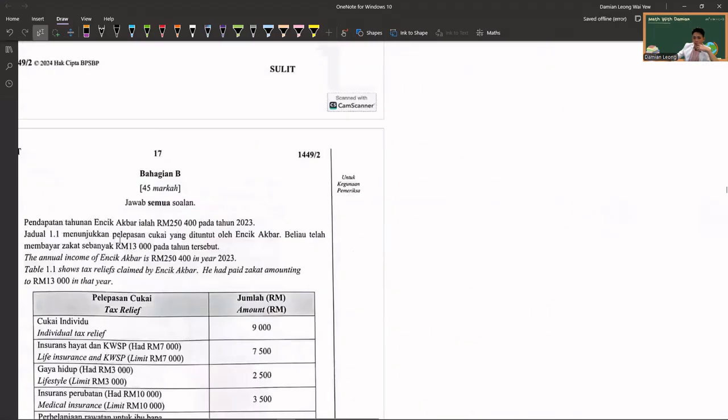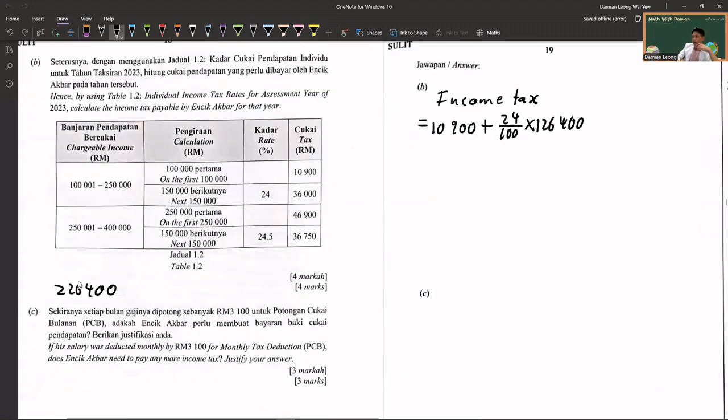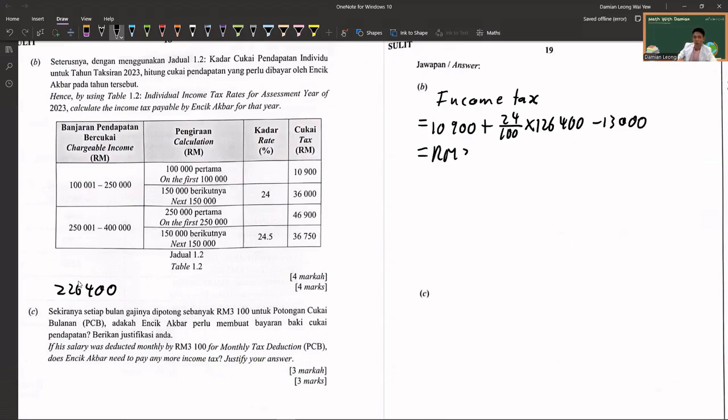Okay, and there's a zakat of 13,000. So we also have to minus the 13,000 for zakat, as a rebate. So 10,900 plus 24% of 126,400 minus 13,000 from zakat. So that means 28,236 ringgit. That's the income tax payable.